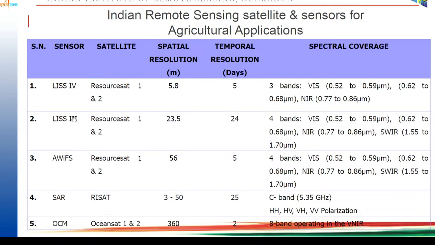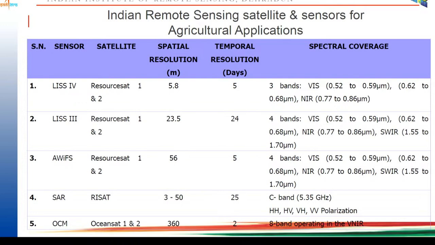AWiFS is the one sensor which has moderate resolution, like 56 meter, but its image is available every 5 days. So you can use it for dynamic monitoring of crop growth condition as well as phenological stages, and it also enables you to get agricultural drought monitoring for drought related management. SAR data: there are also some SAR data, meaning synthetic aperture radar, from one of the recently launched satellites, RISAT, the Earth Observation Satellite 04 mission.